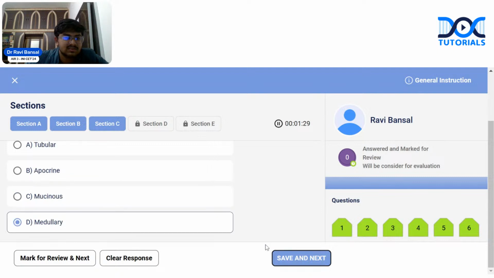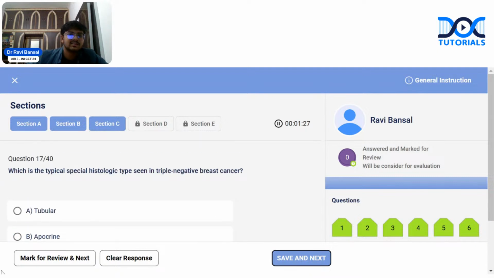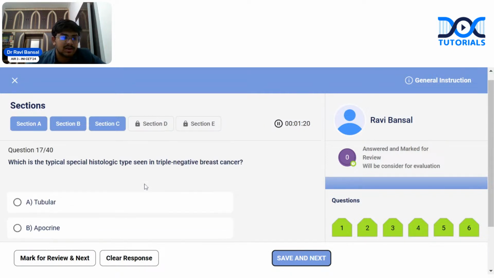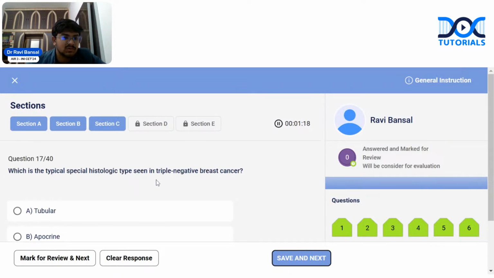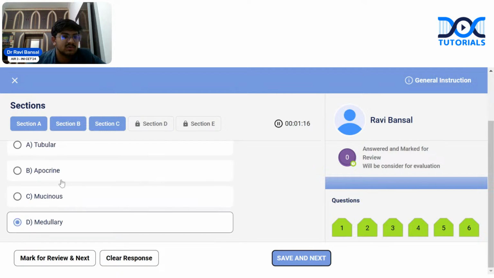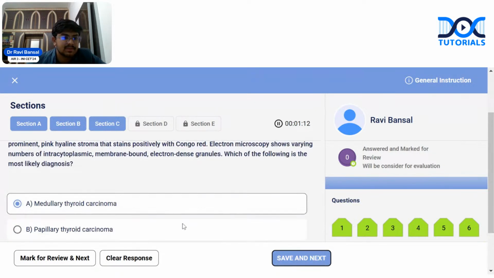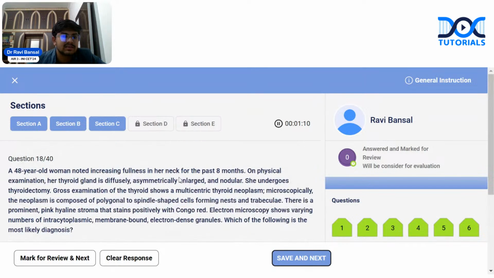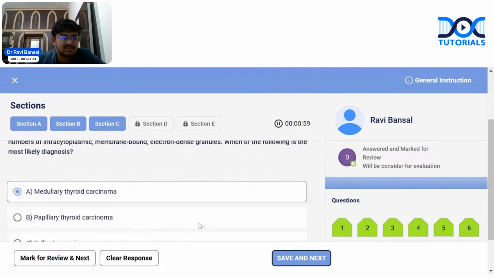This we have seen. This was triple negative breast cancer and a histology image. So triple negative, medullary, BRCA. With the BRCA connection, you can solve this question even if you do not know the other options. So for neck enlargement, the stain is Congo red. You just have to think about MTC, medullary thyroid cancer, and they also give one positive finding on electron microscopy: they have granules.